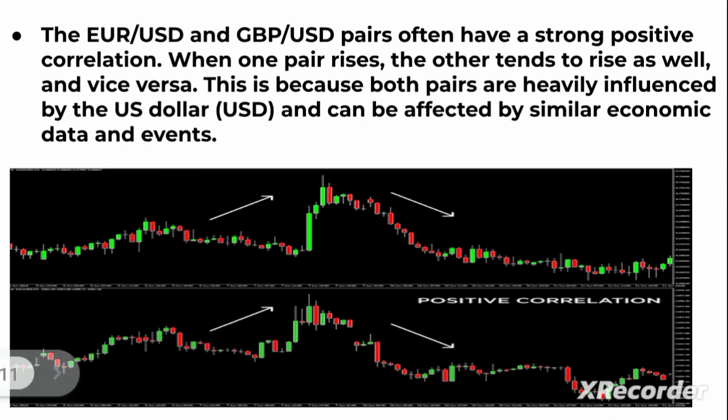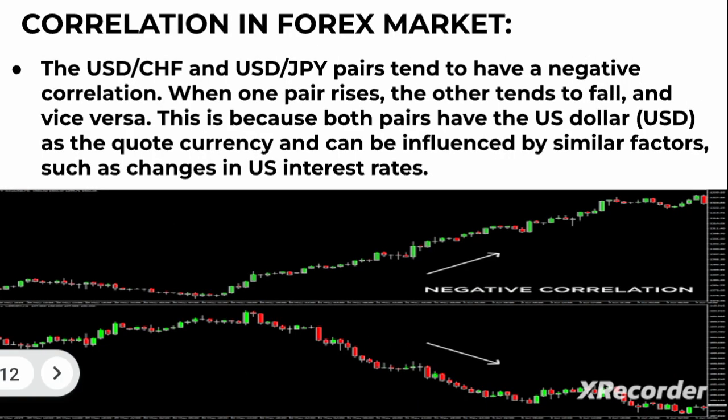So we'll look at another example. In this example, we have a negative correlation. You would see here that USD CHF and USD JPY tend to correlate negatively. If USD JPY is buying, USD CHF is selling. If USD CHF is selling, USD JPY is buying. When one pair rises, the other pair falls, and vice versa.